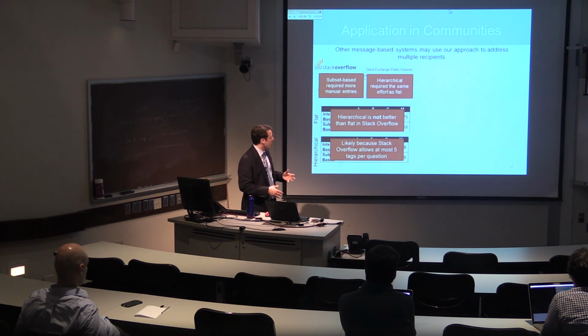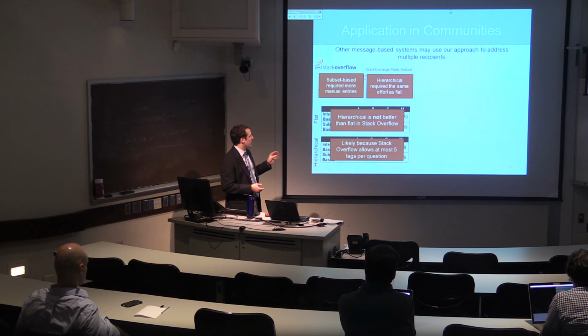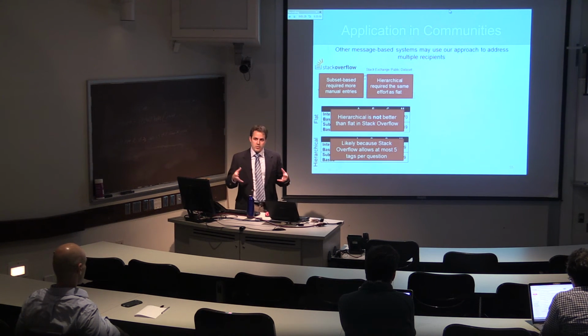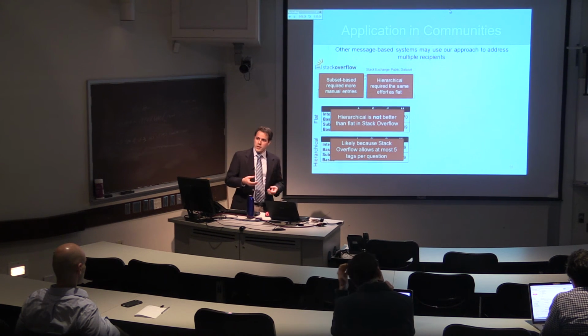And upon further analysis, we determined this is likely because Stack Overflow forces a strict restriction of at most 5 tags per question. This means the hierarchical is not as helpful for building these large groups of tags for each question, and there aren't large groups of tags in past messages to construct a larger hierarchy that is useful for making future predictions.